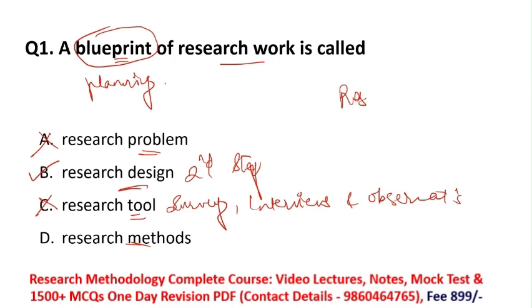You can find out some solutions, like experimental method, qualitative method, quantitative methods. Again, this is the method. You are applying some method to solve your research problem. You are not planning anything in research methods, so that's why option D is also incorrect. For this question, option B is the right answer, research design. So the blueprint of research work is called research design.